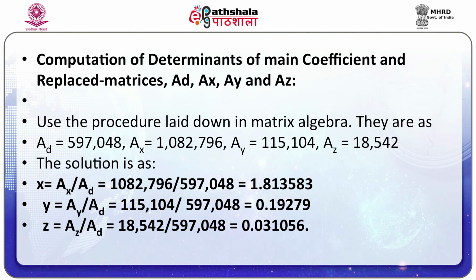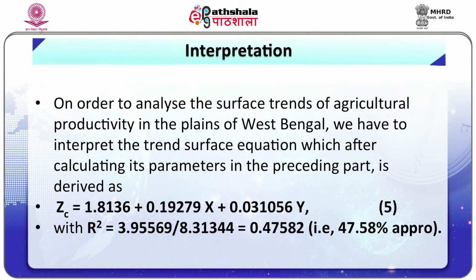Then in the next step, that is step 3, we calculate the determinant of matrix A x, A y and A z. In the final step, that is step 4, we find solution dividing the determinants of replaced matrices by the determinant of A matrix. The result we get is exactly the same as what we got in the previous method.